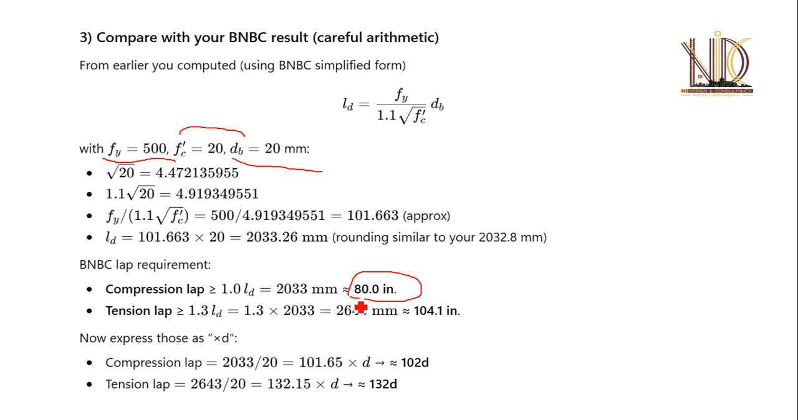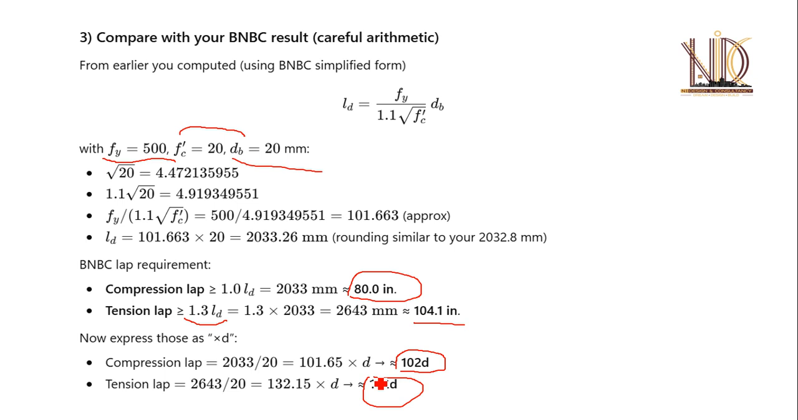80 inch at the compression zone. So development length is 80 inch, and lapping length is also 80 inch. For the tension zone, 1.3 times the development length is 104 inch. So it's much higher. This is 102 times D at the compression zone and 132 times D at the tension zone. It's too high.